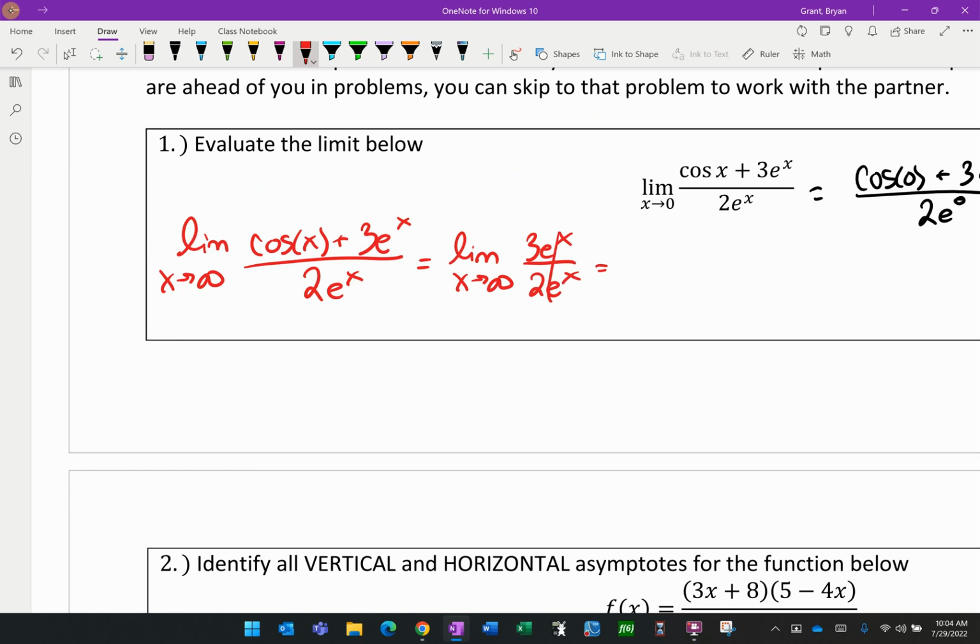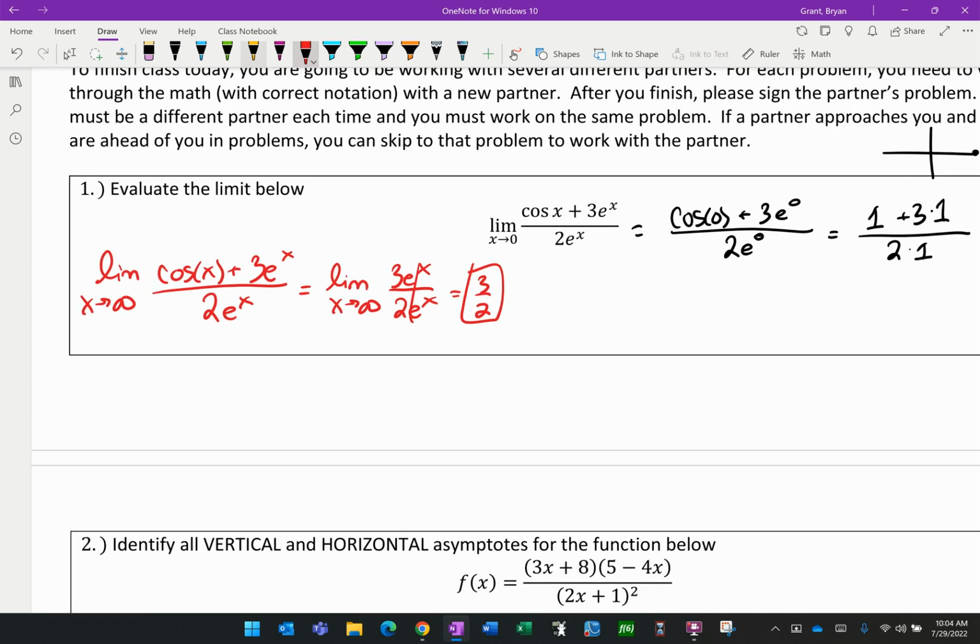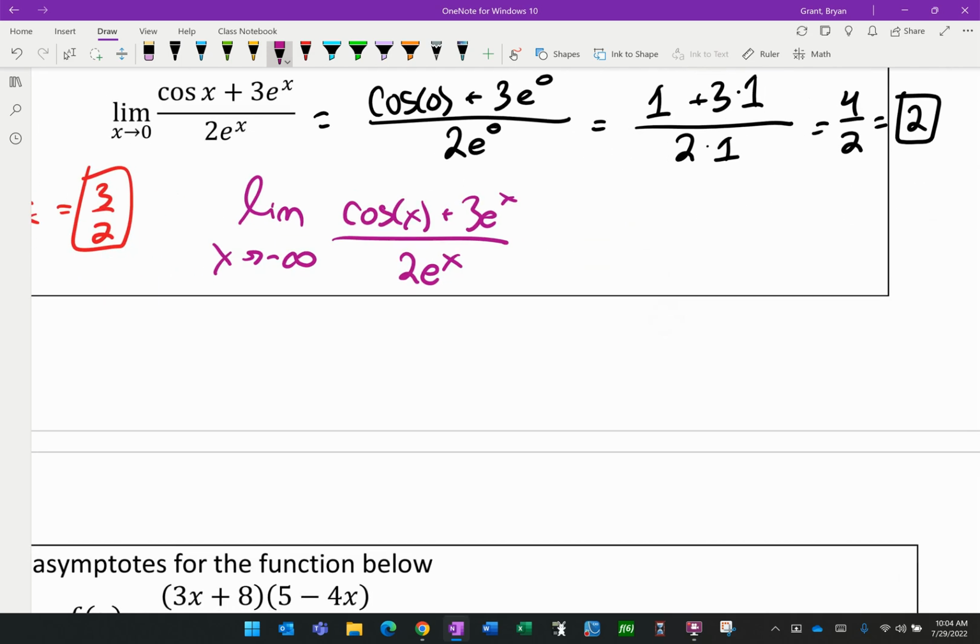And then simplifying, our answer is 3/2. So there would be an asymptote of this at 3/2. What about negative infinity, though? That's a very interesting conversation. A few weird things happen here, but cosine of x plus 3e to the x over 2e to the x. At negative infinity, cosine of x is still doing its bouncing thing, back and forth between -1 and 1, not approaching anything.